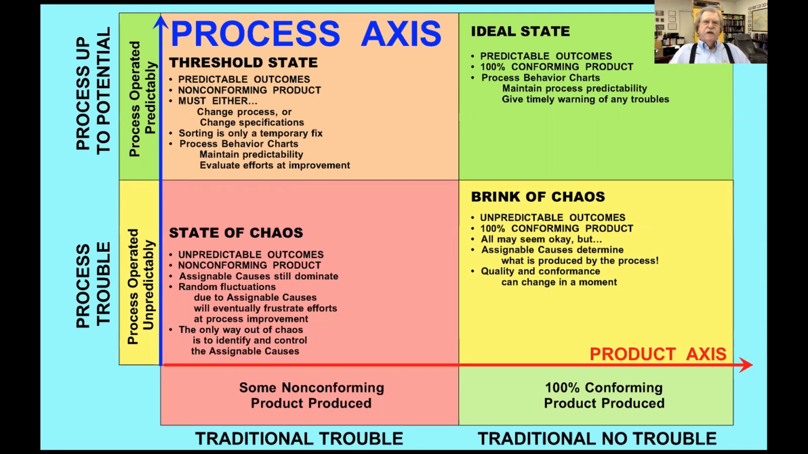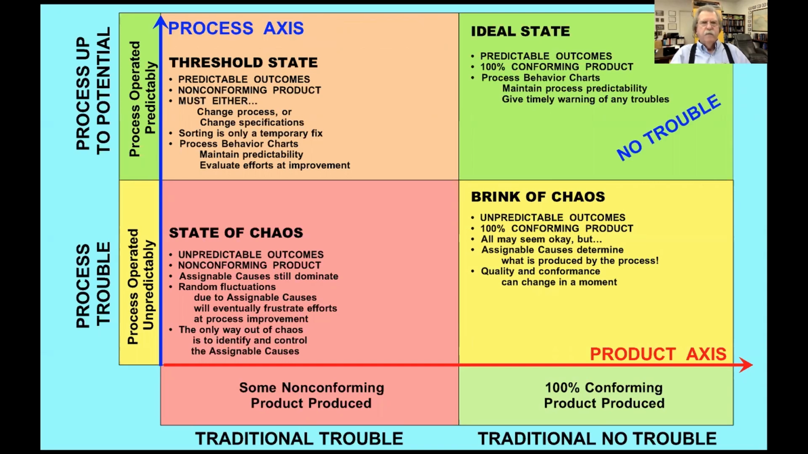Now, neither of these definitions tells the whole story, but when you put the two together, you end up with four possibilities. Now, where are you out of trouble? You're in what I call the ideal state. You've got a predictable process, and you've got a 100% conforming product. Process behavior charts got you there. They'll help you maintain process predictability, and they give you a timely warning of any problems with the process or the product.